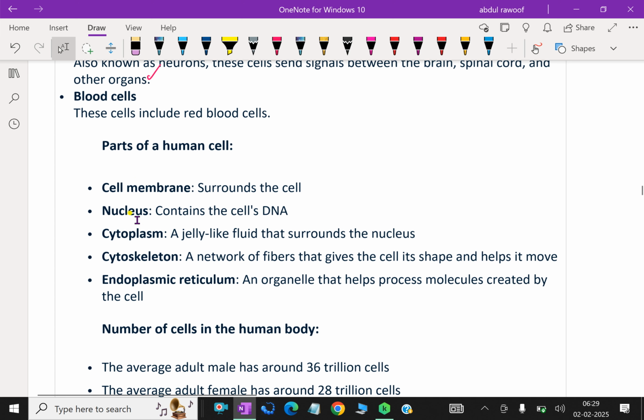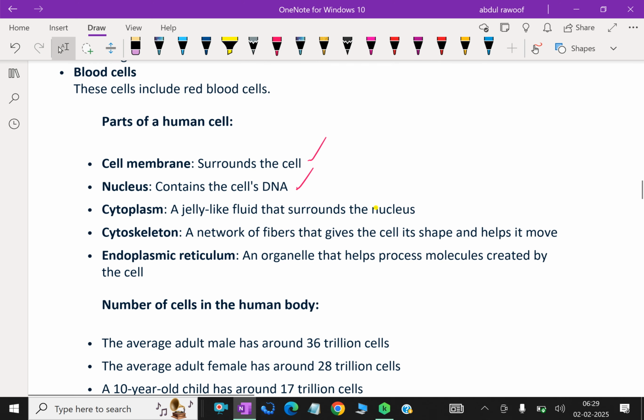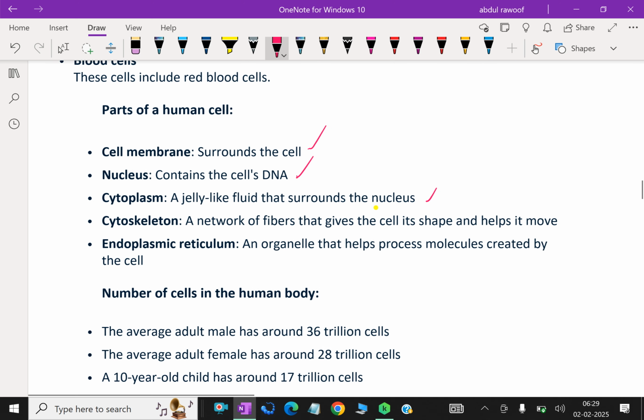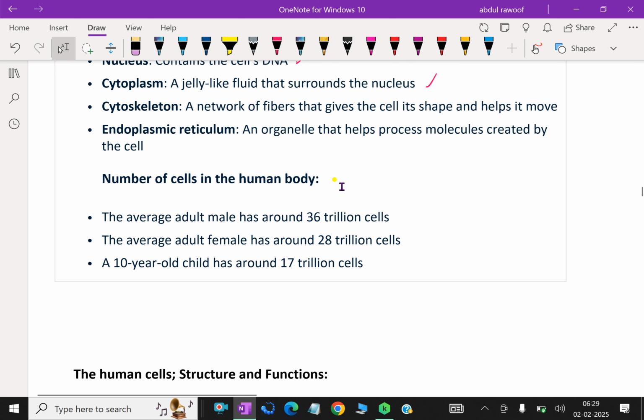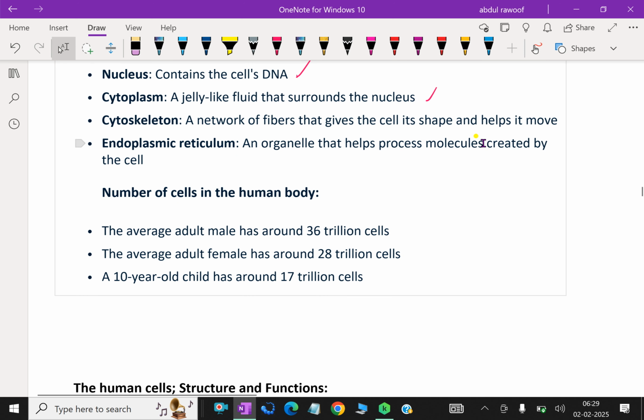Parts of human cells. The cell membrane surrounds the cell. The nucleus contains the cell's DNA. Cytoplasm is a jelly-like fluid that surrounds the nucleus. The cytoskeleton is a network of fibers that gives a cell its shape and helps it move. The endoplasmic reticulum is an organelle that helps process molecules created by the cell.